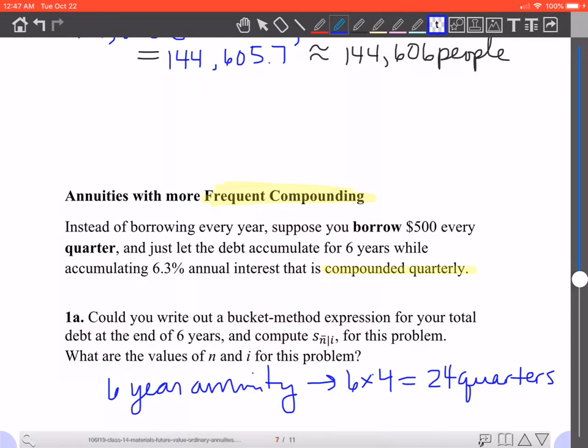If I had you write out a bucket method expression for this annuity, you would have 24 different deposits of 500 every quarter. Also keep in mind that that 6.3% is not actually 6.3%, right? Because if this is now going to be measured quarterly, you would have to compound 6.3% quarterly as well. So you really need to be careful about compounding frequencies changing, because that's going to affect your formula in a few different spots.